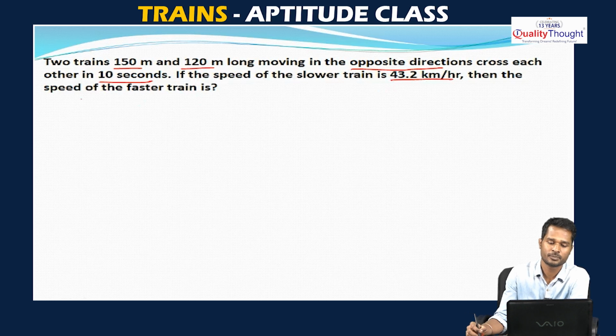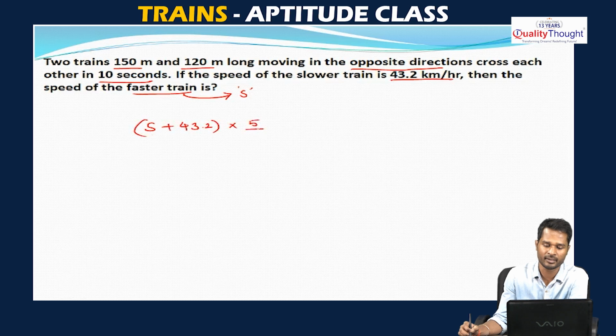Okay. Let the speed of the faster train be s. Then, as they are moving in opposite directions, it will be s plus 43.2, multiplied by 5 by 18 because the speeds are in kilometers per hour, equals the length of the trains, 150 plus 120. You need to take both the trains' lengths into consideration, by the time, they will cross each other in 10 seconds. So, write 10 there. Now try to simplify it.